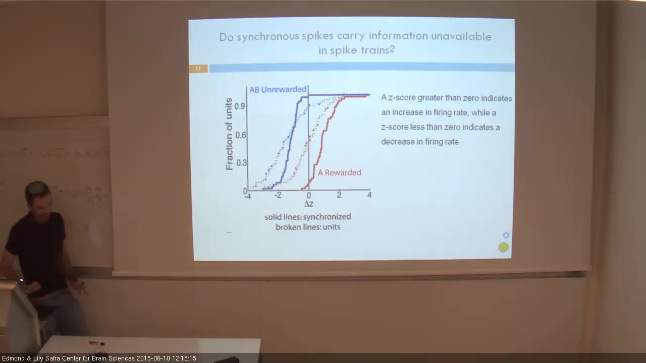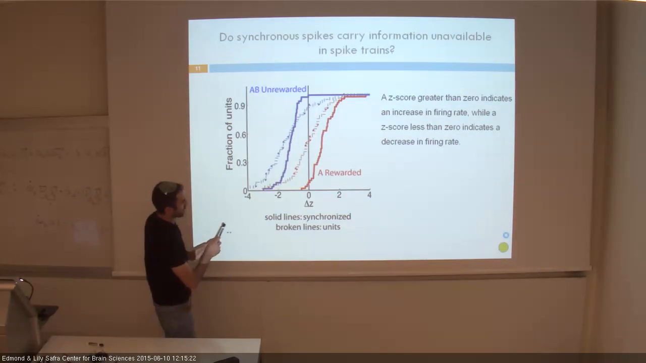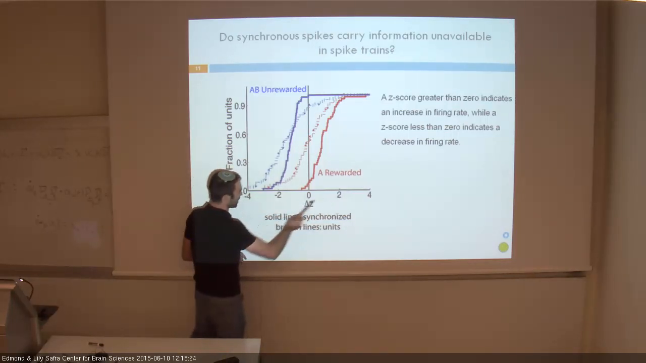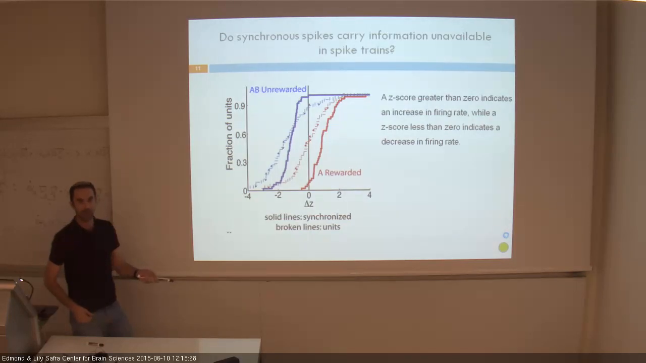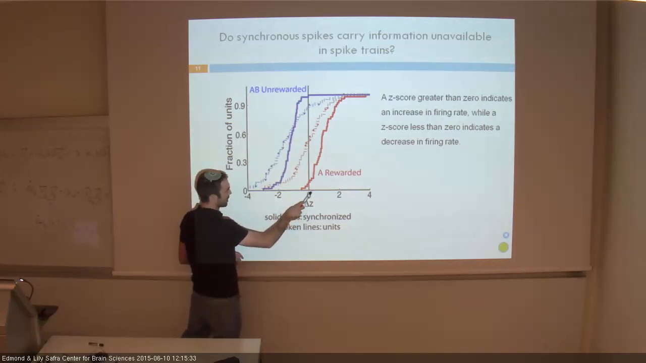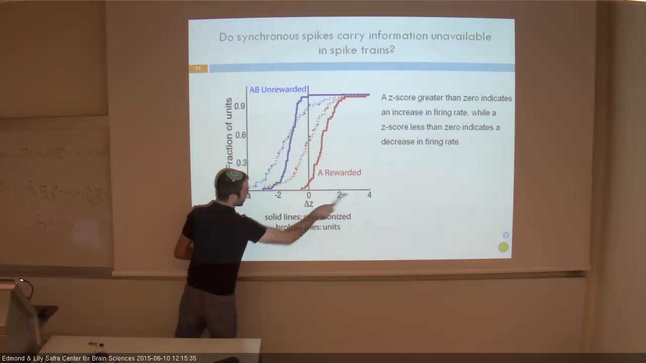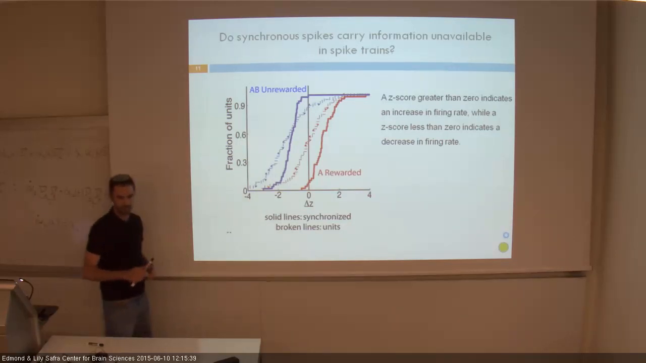Now, it gets a little bit more complicated. It's a little bit complicated, but it's very nice. It's worth understanding. So what do we see here? Let's start from the x-axis. This is the delta Z. Delta Z is a score that tells us if it's an increase in the firing rate or a decrease in the firing rate. A positive delta Z over here means an increase in firing rate, and negative delta Z is a decrease in the firing rate.